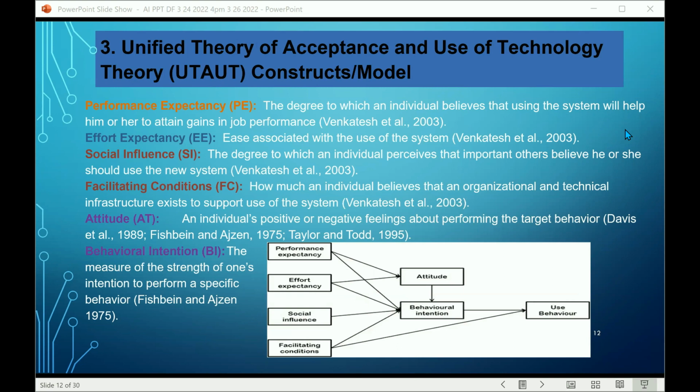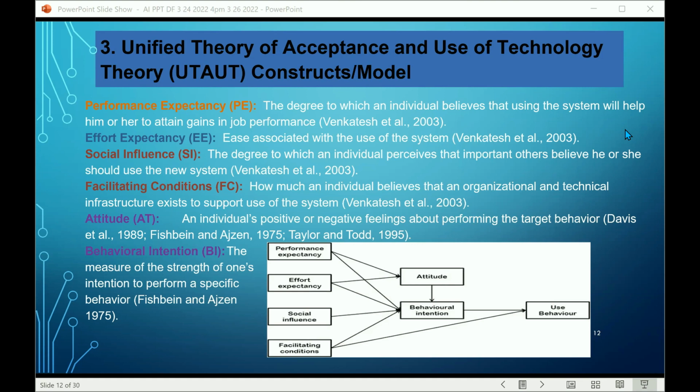Performance expectancy, the degree to which an individual believes that using the system will help him or her to attain gains in job performance. And we can see that that's important for a lot of people right there. Effort expectancy, ease associated with the use of the system. Social influence, the degree to which an individual perceives that important others believe he or she should use the new system.